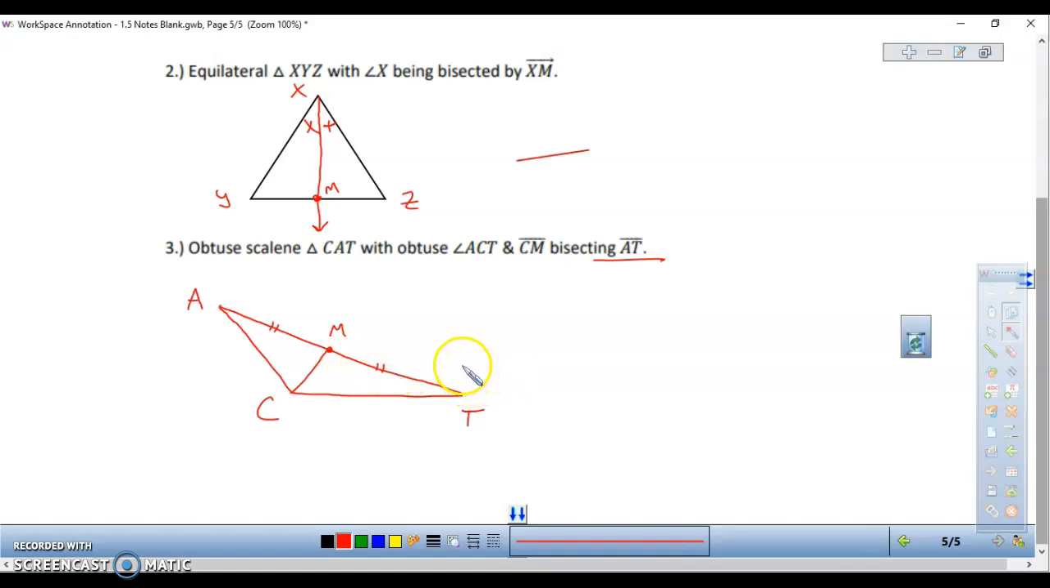You got to really know your vocabulary well to be successful at understanding these drawings and really understanding what the book's asking you to do. So good luck with your assignment.